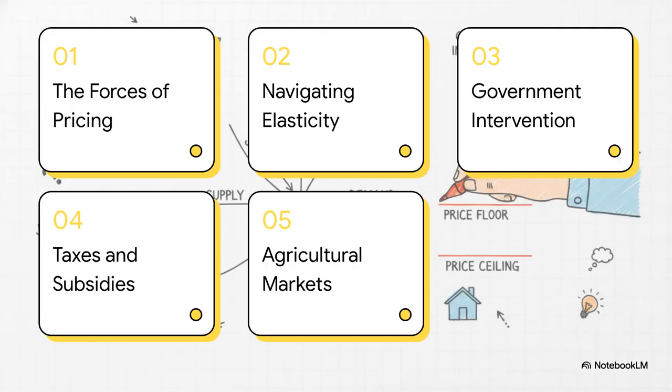To get to the bottom of it, we're going to quickly run through the baseline forces of pricing, navigate how elasticity works in business, and then look at government interventions like taxes and subsidies before finally bringing it all together with the wild roller coaster of agricultural markets.